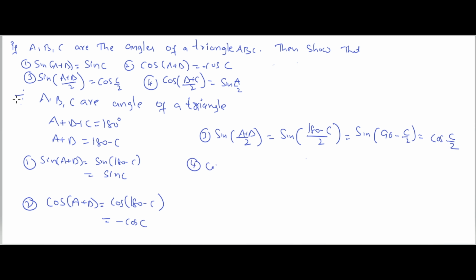Fourth one, cos of (B plus C) by 2 is equal to cos of (B plus C means 180 minus A) by 2. That is equal to cos of 180 by 2 is 90, 90 minus A by 2. Cos of 90 minus theta lies in the first quadrant. Here is 90, so cos changes to sine. That is sine A by 2.